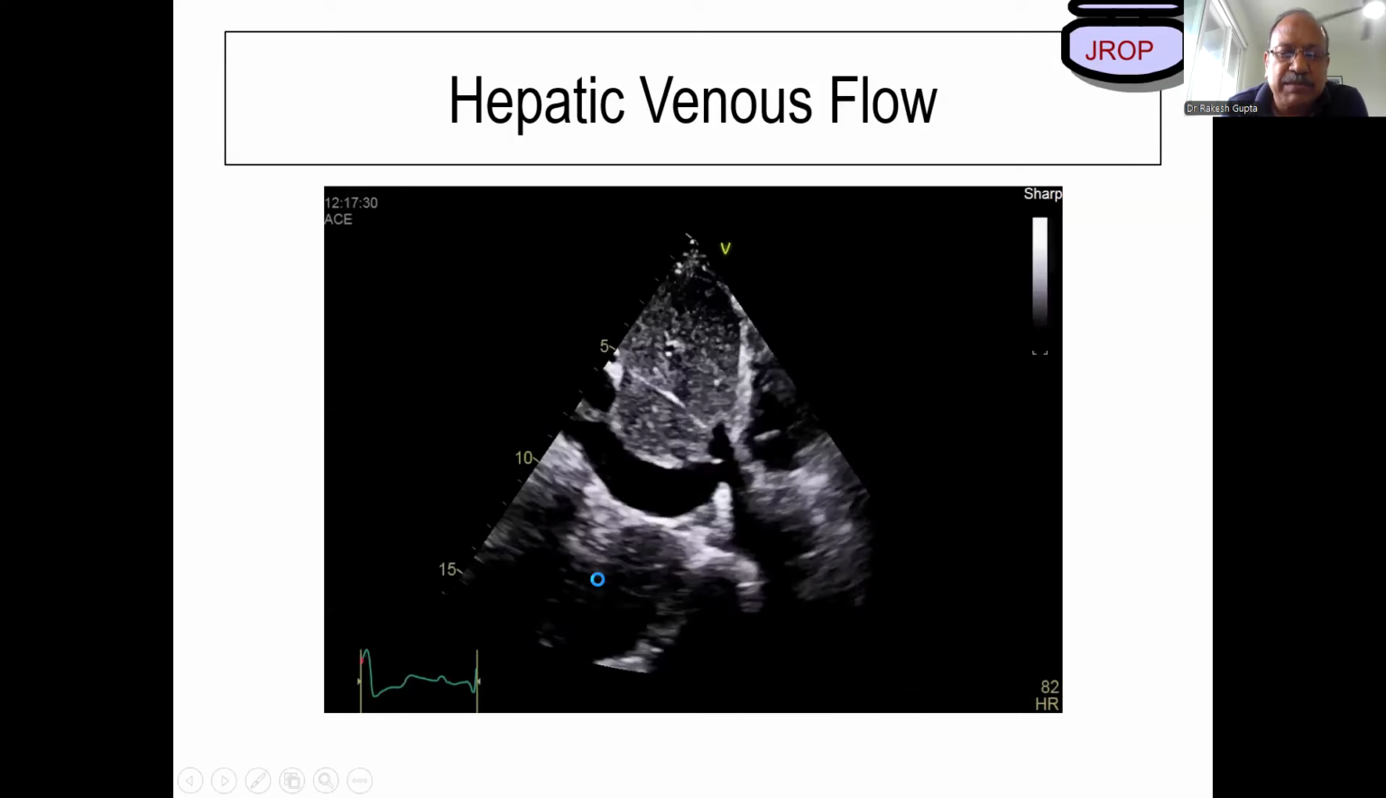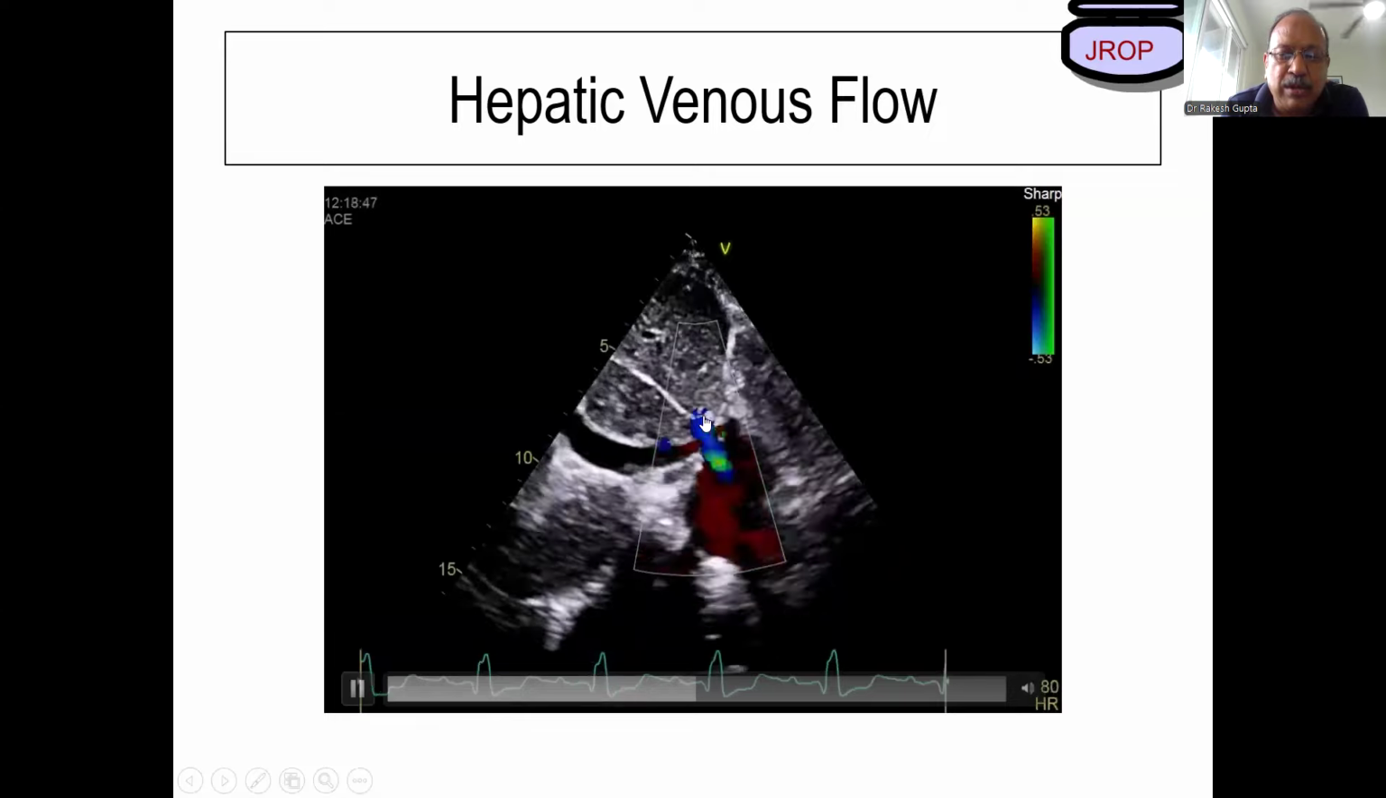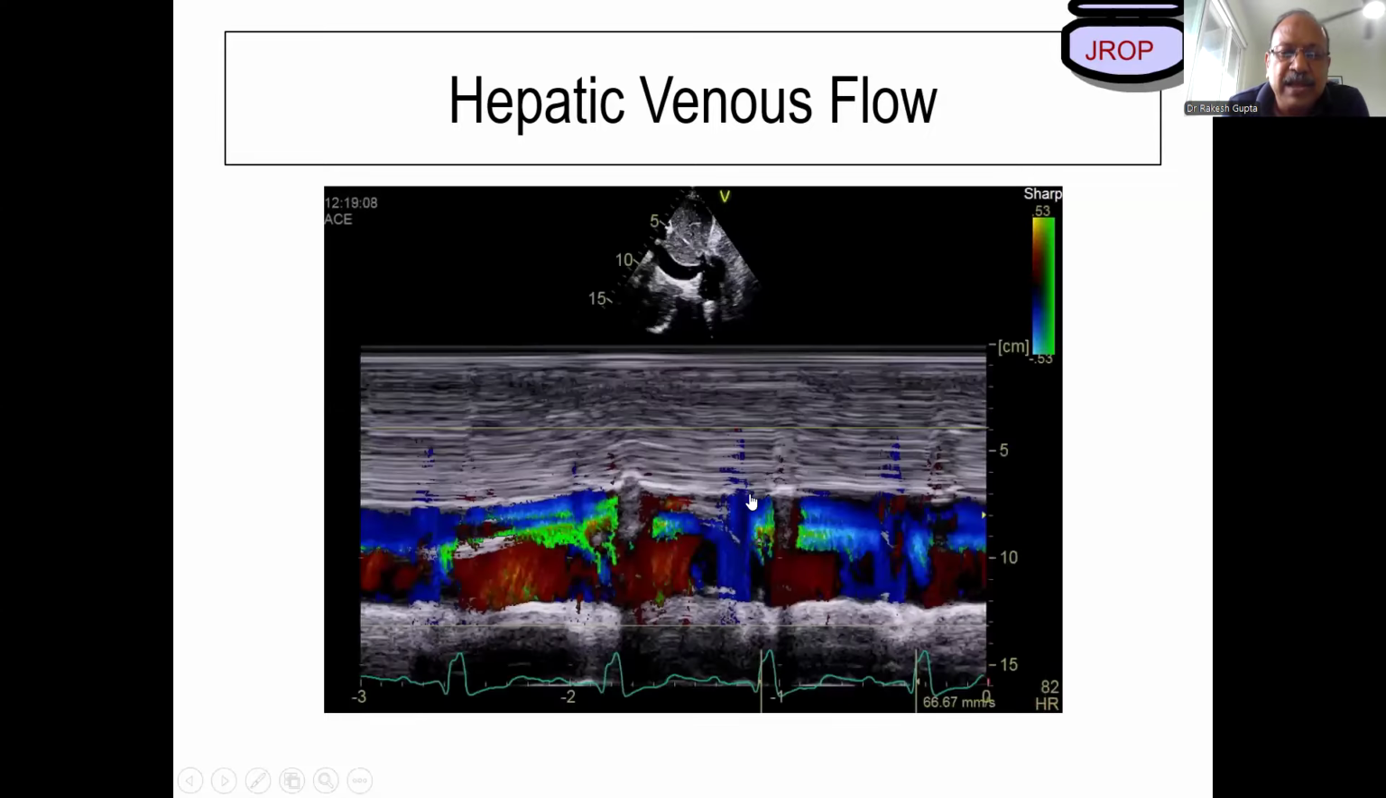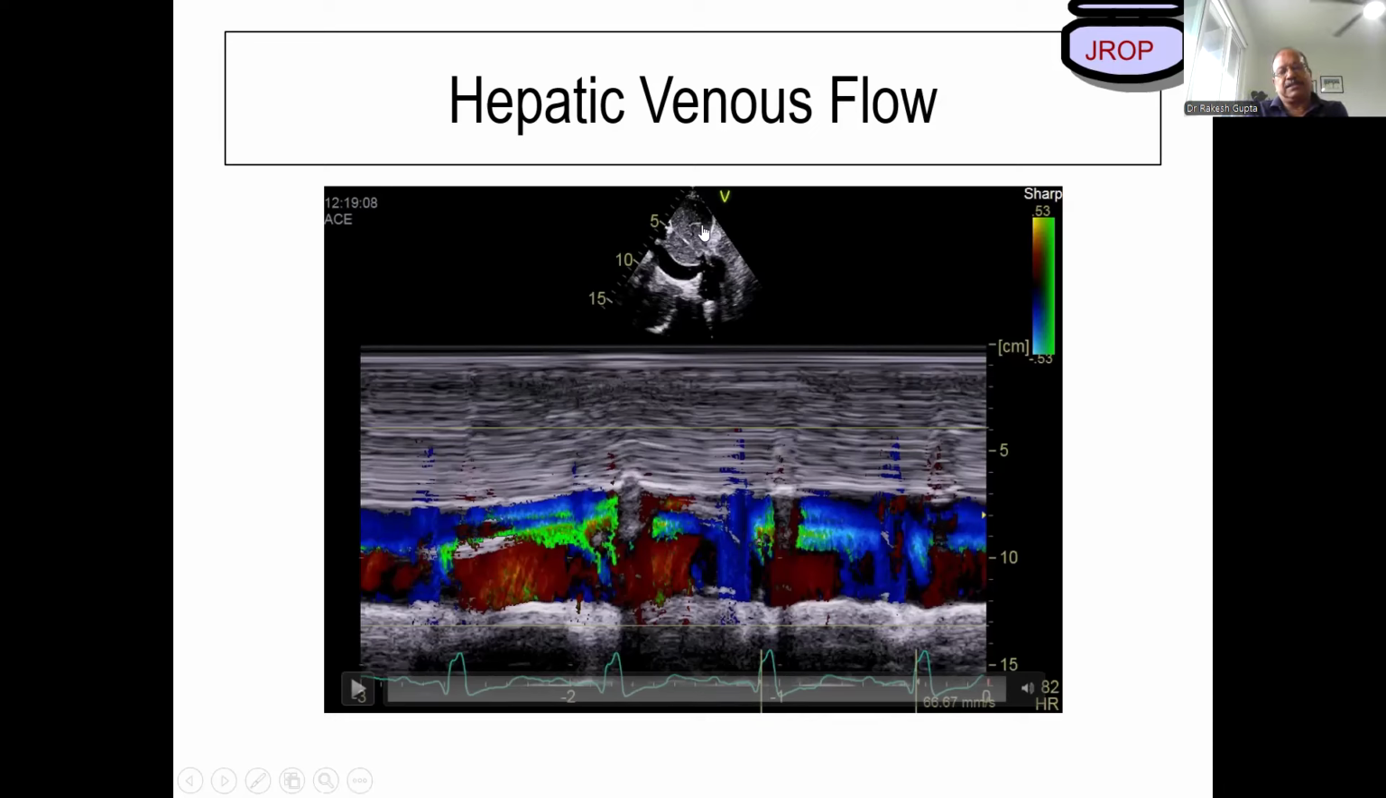Go back to this picture. It'll be all blue all the time, systole or diastole. Correct? If I put my cursor across it and happen to see a red color during systole, what does it mean? Okay, sir. That is reverse flow going from the IVC to the hepatic veins. Correct? Yes, sir.